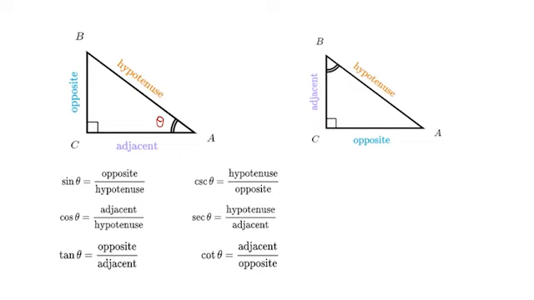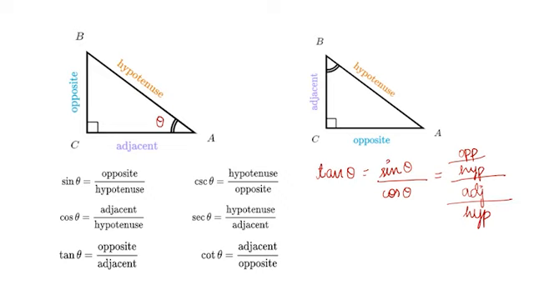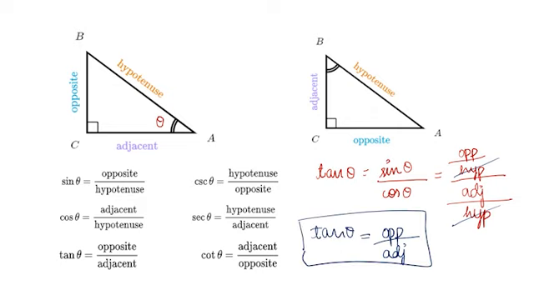Now, I'll tell you one more formula: tan theta is equal to sine theta by cos theta. So, what is sine theta? Sine theta is opposite by hypotenuse and cos theta is adjacent by hypotenuse. The hypotenuse gets cancelled and the remaining thing is opposite by adjacent. So, tan theta is opposite by adjacent.